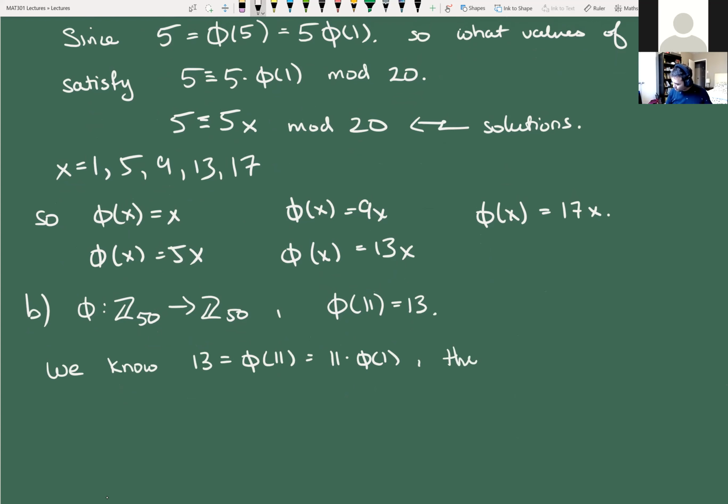Thus, we need to solve 13 is equal to 11x mod 50. That's way worse, right? This one, we're probably not going to do just by going through all the numbers from 0 to 49 and seeing which ones work. But this one I do know how to solve. And how would we do this one?